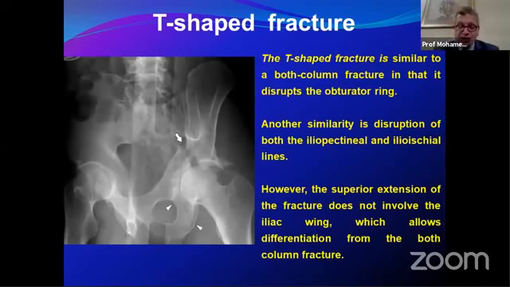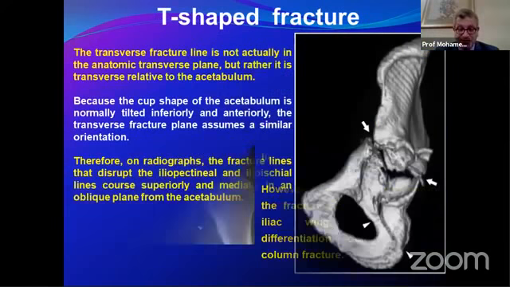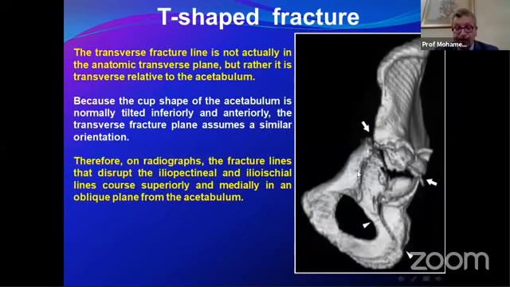So how can I also differentiate between the T-shaped fracture and the both column fracture? The superior extension of the fracture does not involve the iliac wing. This is a very important item, which allows differentiation from the both column fracture, and we will see it at once. This is the T-shaped fracture.